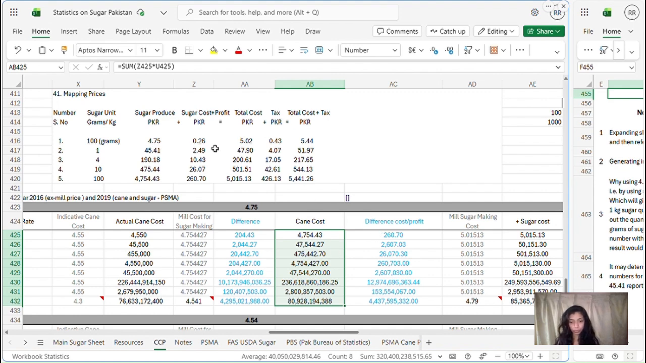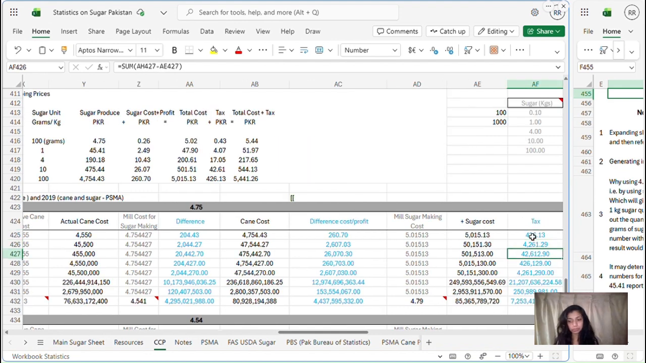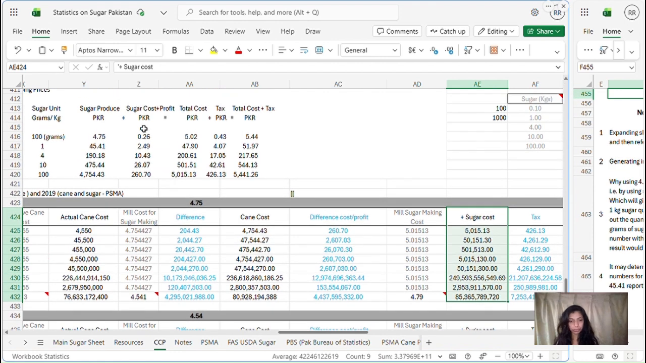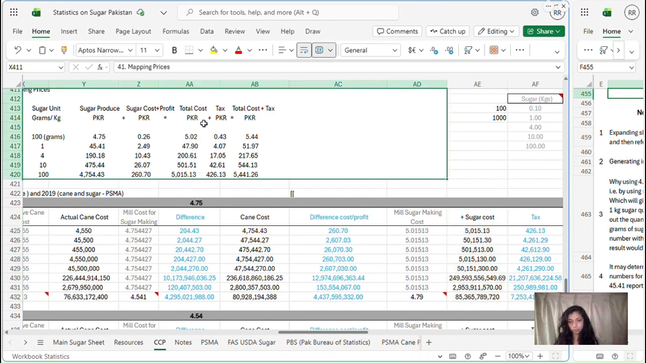Then moving forward, we have this difference column, 0.26260. This is the difference, profit. That means when this amount is added to the cane cost, it brings us to the total sugar cost amount. This difference amount is the difference of profit and the cost of making the sugar. So when this amount is added to this amount, we get this number, and this table is the extension of this one here: sugar cost plus profit, or total cost, total cost per kg.